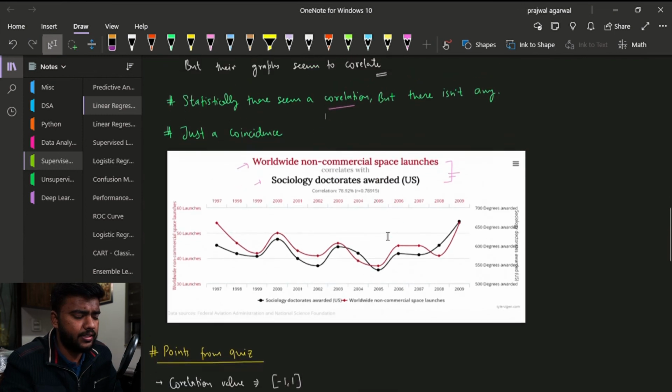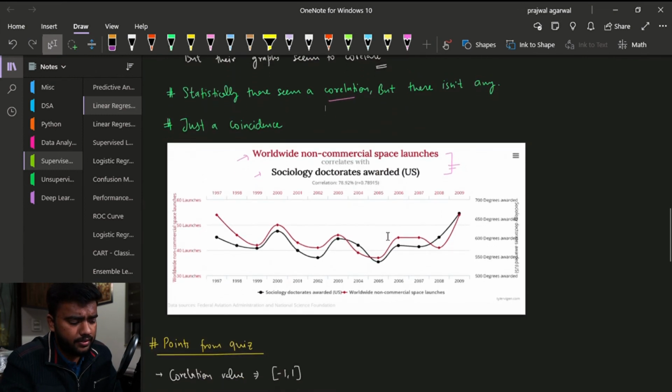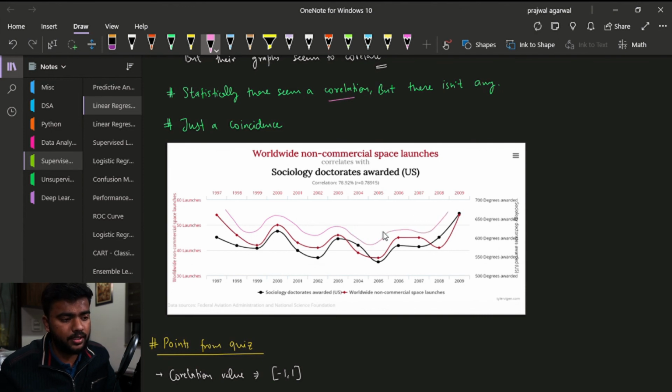It's just a coincidence. Here we have a graph representing a spurious correlation. The graph is between worldwide non-commercial space launches and the sociology doctorates awarded in the US. As you can see, the graphs of both are very similar, but logically there is no relation between the two, so hence it is a spurious correlation.